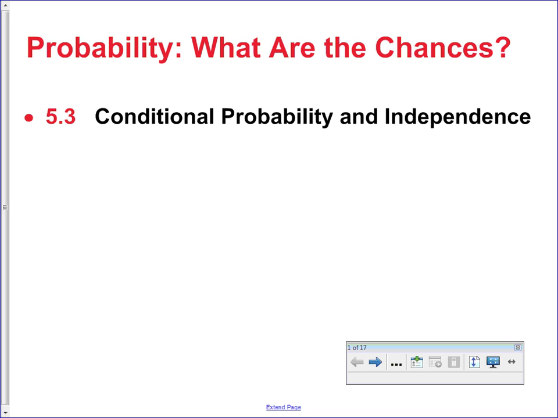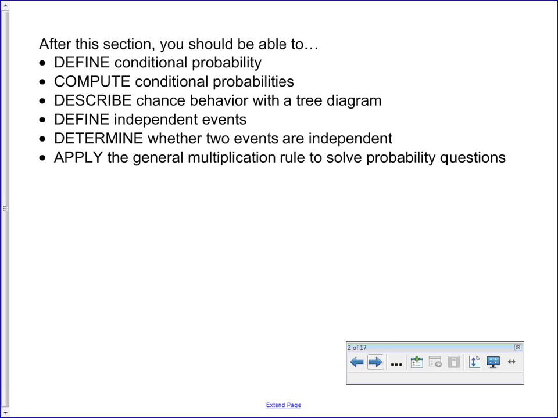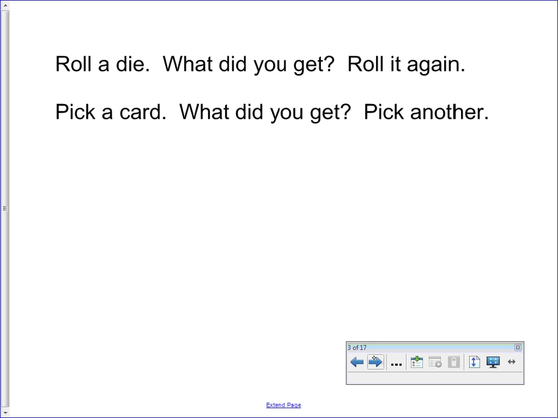All right, so here's where things get a little sticky: we're going to be getting into conditional probability and independence. These are the things that you need to be able to do at the end of this unit. We're going to spend 2 days on this unit. Pause and write this down if you so desire.